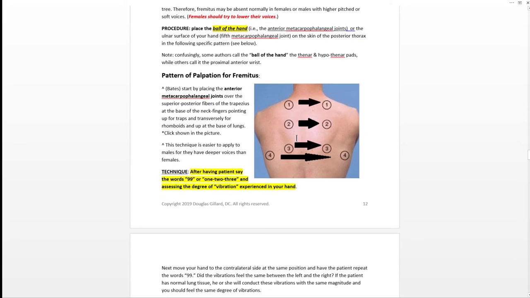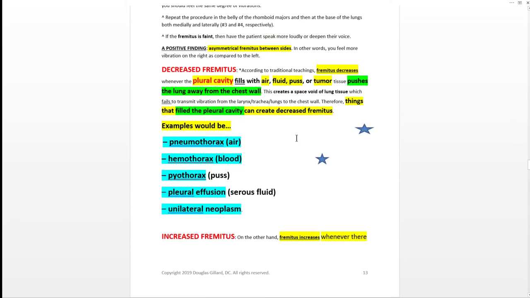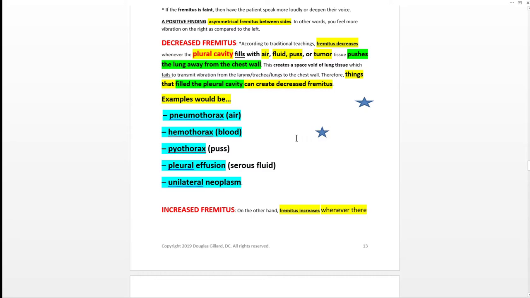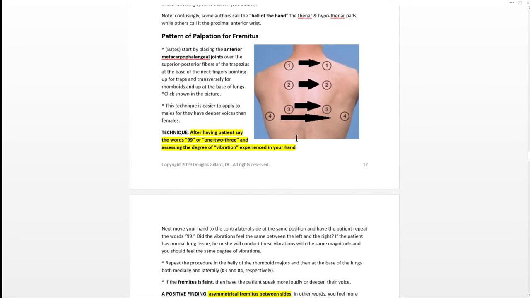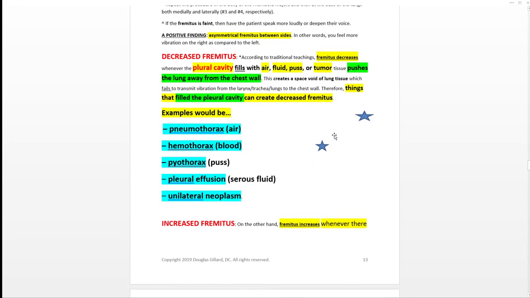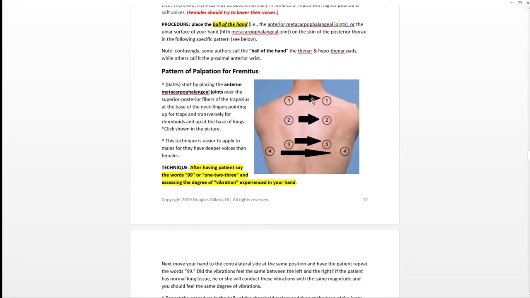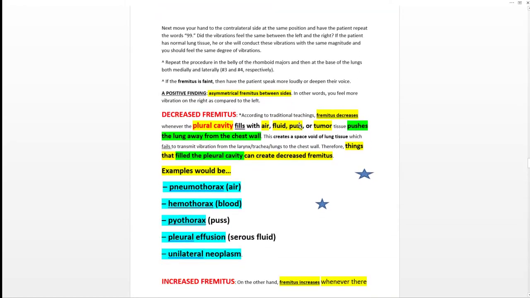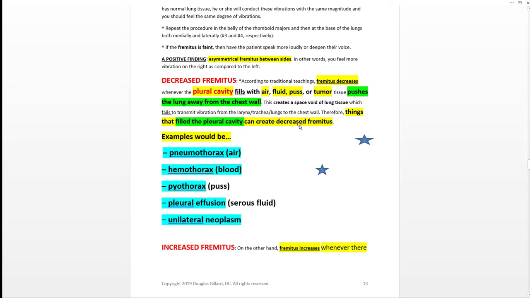Tactile fremitus. Got it? So let's look at the positives, because those are always going to be your questions on the tests. What decreases fremitus? So what if you're feeling number four here, and the patient is sick, not feeling good, back to that right lung, and she says 99, and you can't feel any vibration, but you can feel it fine over here. So what can mess up that transmission of vibration from her trachea, from her voice box, from her larynx, through the tracheobronchial tree and out to your hand? Well, anything that fills up that pleural cavity with fluid or blood or pus or cancer cells, anything that starts to cause a little atelectasis, pushes the lung a little bit away from the chest wall.